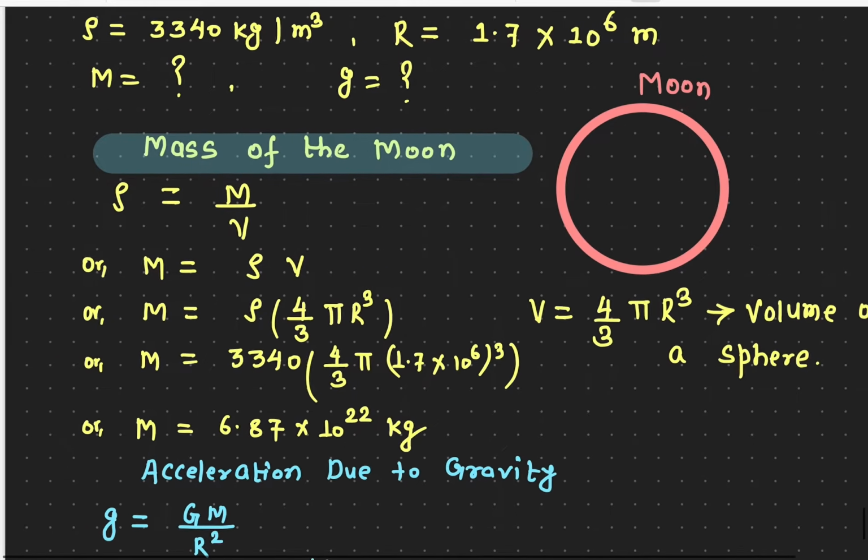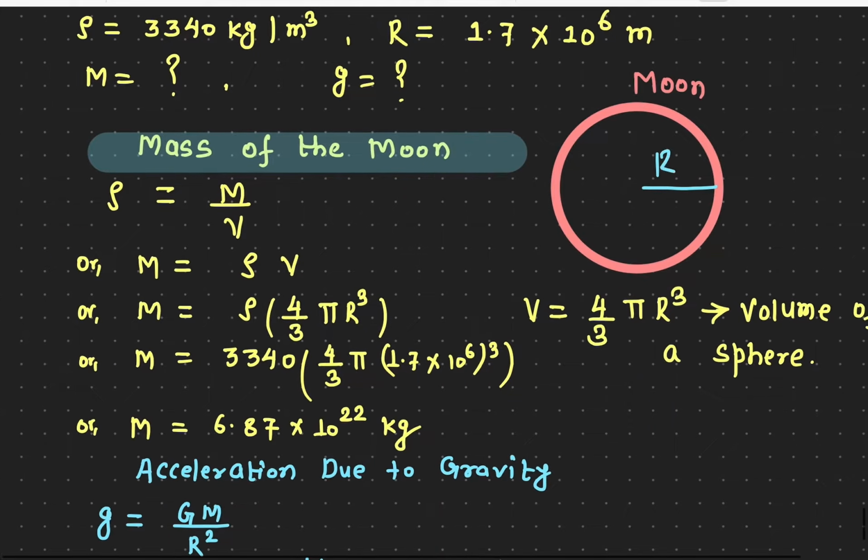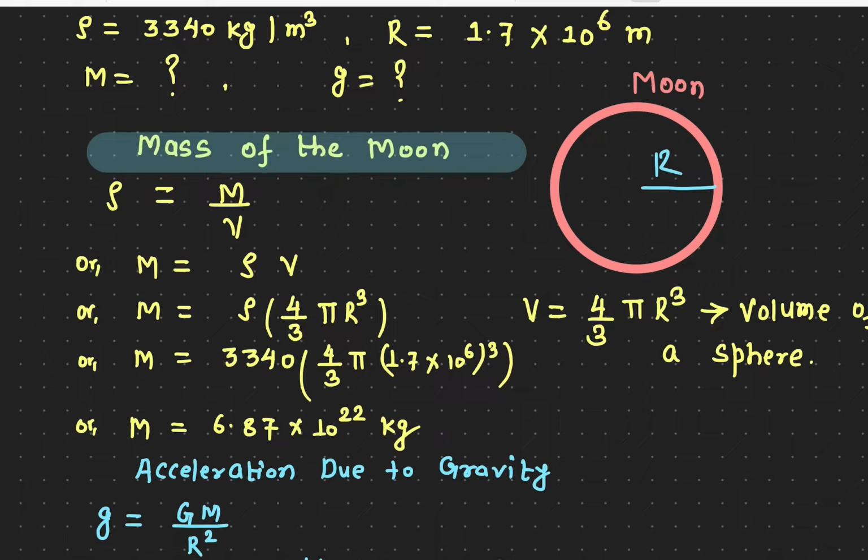And now the question is, how do you find out the volume of the moon? The moon is a sphere. And what is the volume of a sphere, if you know the radius? The volume would be given by this equation here, 4 over 3 pi r cubed. That's the volume of a sphere.